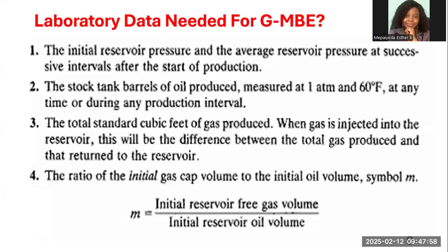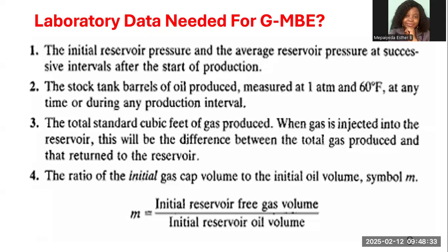As production goes on, there is a drop in pressure. Sometimes the drop in pressure is minimal. Sometimes you have a large drop in pressure. So the data of your drop in pressure is needed. Secondly, the stock tank barrels of oil produced, that's in STB at the surface, measured at 1 atmosphere and 60 degrees Fahrenheit. I'm sure you know that 1 atmosphere and 60 degrees Fahrenheit is standard conditions, at any time or during any production interval, that's in terms of pressure, as pressure drops.